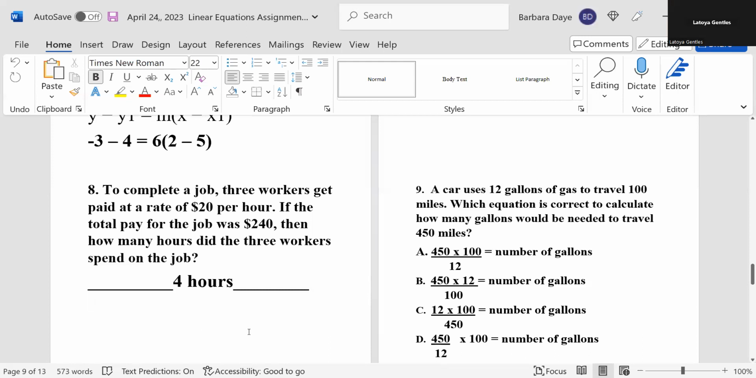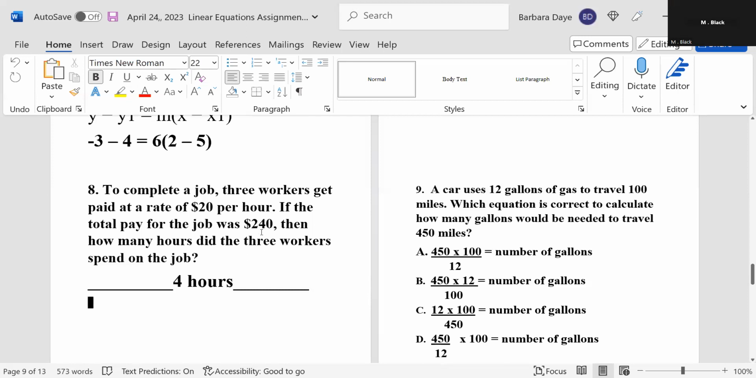240 divided by 20. Can you hear me? Yes. 240 divided by 20 is what? It's 12. And I divide by 3, because it's 3 people. 4.